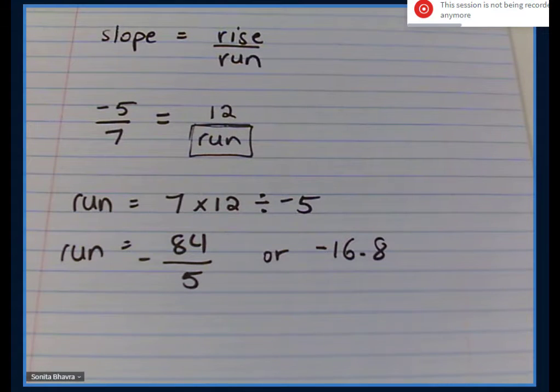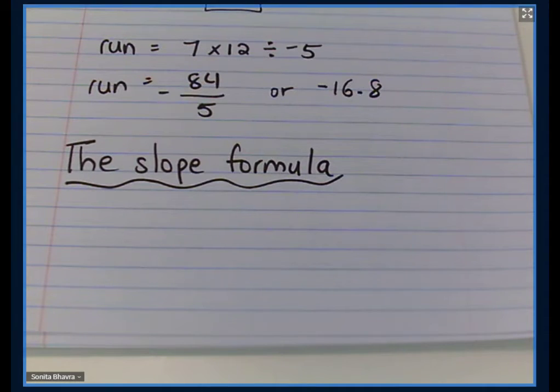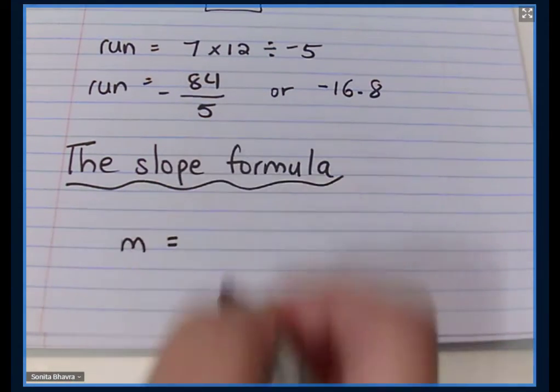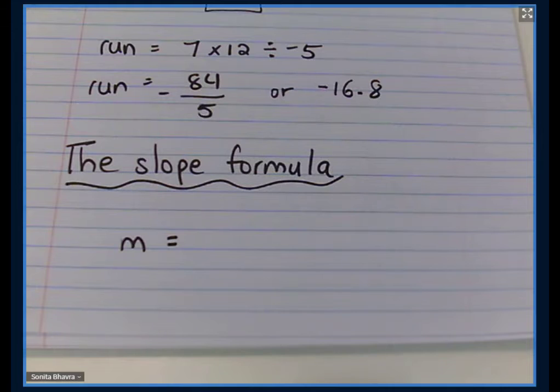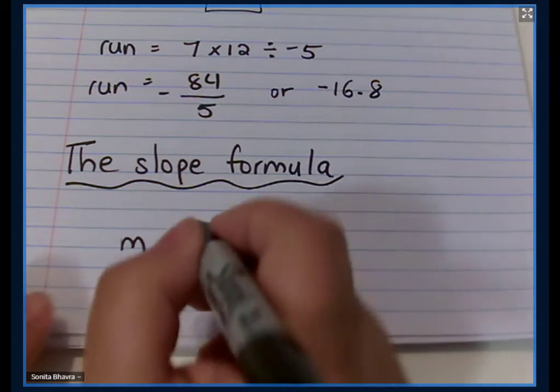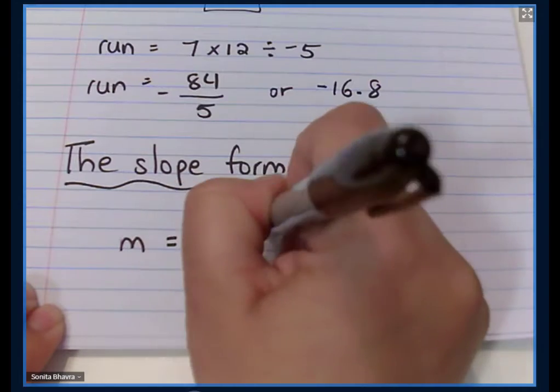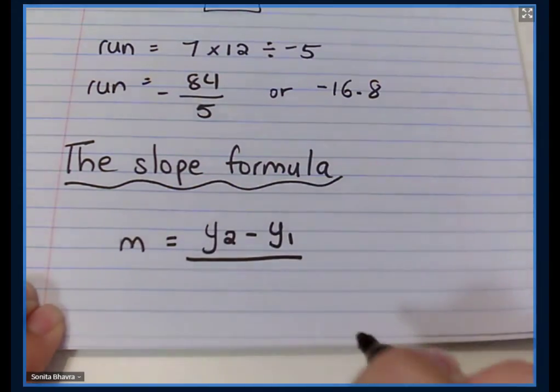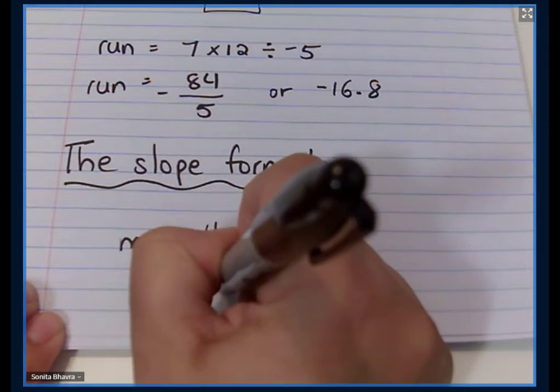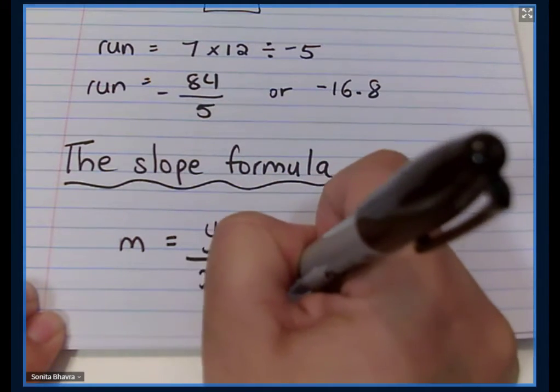Okay, any questions on how we solved for that? Okay, so we have looked at the slope using rise over run, but we can also figure out slope using the slope formula. So the slope formula is given with a lowercase m. Lowercase m represents slope. Last class when we looked at capital M, that represented midpoint. So lowercase m, our rise is y2 minus y1, and our run is x2 minus x1.